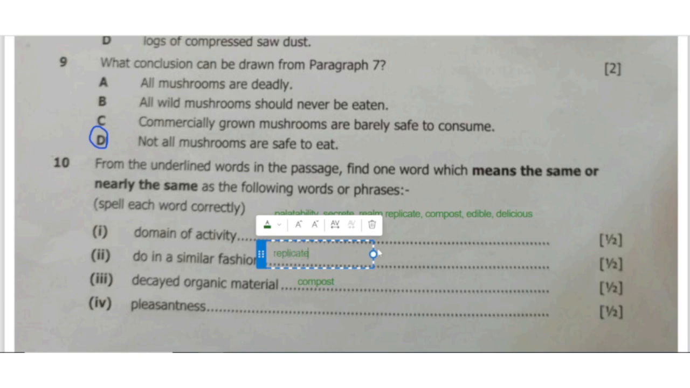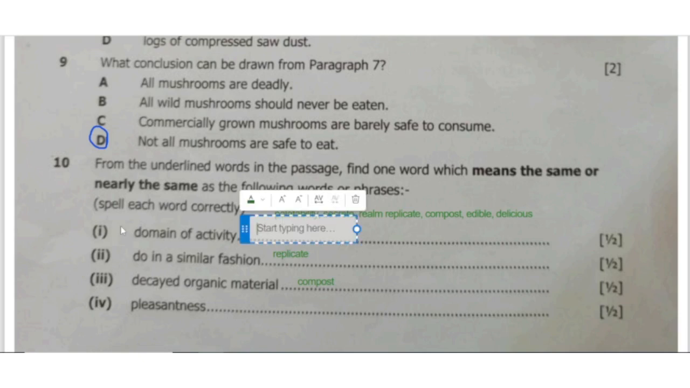Replicate, then we come to domain of activities. When you look at this, to secrete is to release, somehow like Lium. We're talking about the domain of activity, then composite, inedible, delicious. So we come to this one, the correct word for domain of activities, Lium. So we're going to say Lium.